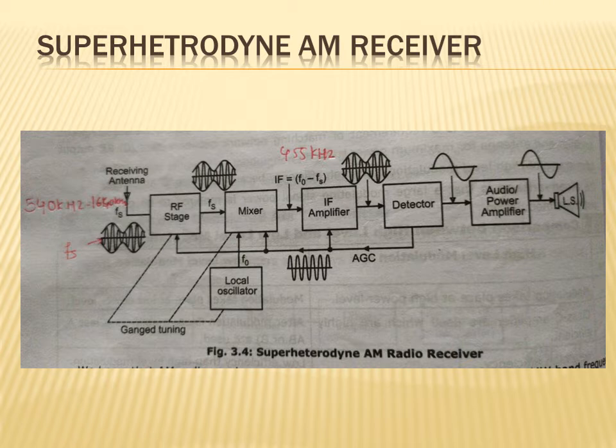Next one, it is the RF stage. So what is the function of RF stage? It is used to select the specific, that is the wanted signal, reject unwanted signal, amplify the signal, and then this signal is given to the mixer.